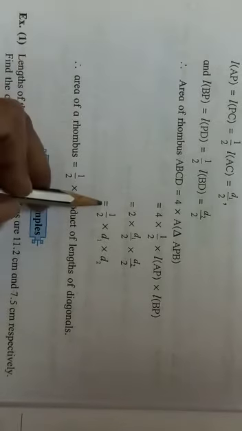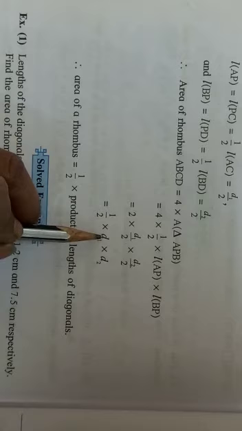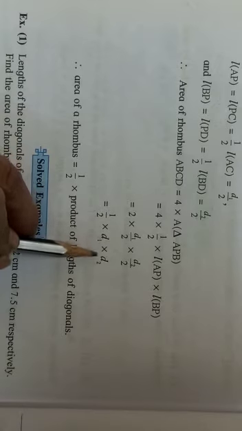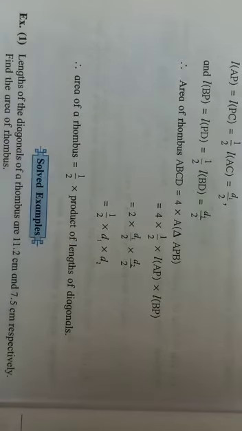Symbolically also you can write it as half into d1 into d2. d1 means, the quadrilateral has two diagonals, so we can mention them symbolically as d1 and d2. This way also you can write.